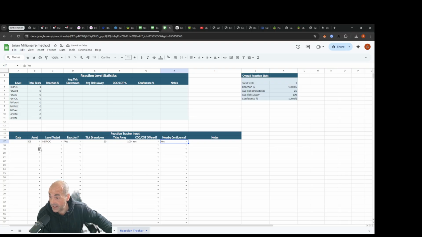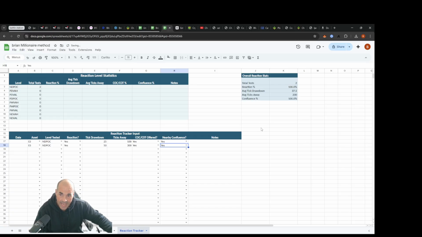Let's say a couple days later, you had that same scenario. ES, MPOC, right? Was there a reaction? Yes, there was a reaction. Was there a tick drawdown? Yes, there was a 50 tick drawdown. And then it moved away 300 ticks, whatever, right? Boom. Was the entry valid? Yes. Bam. And was there nearby confluence?